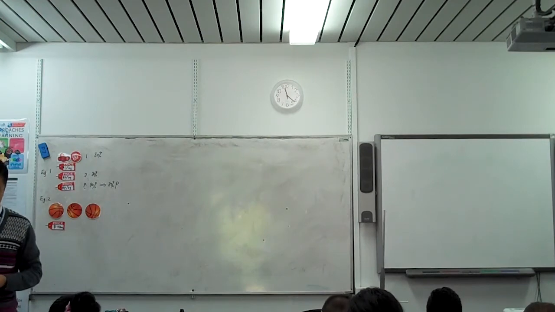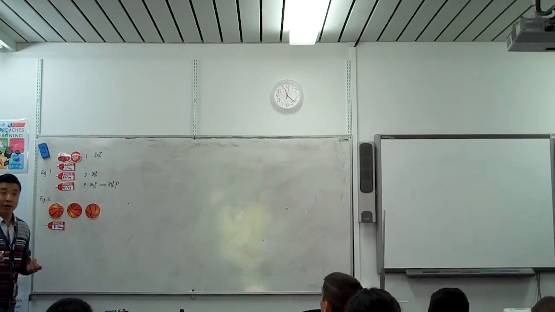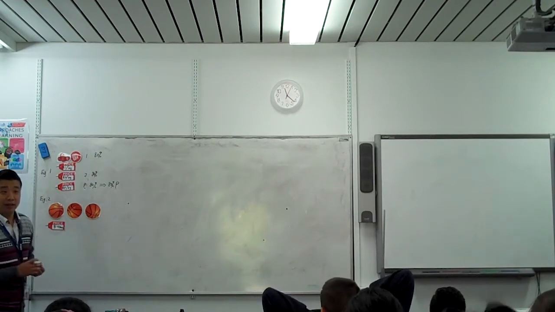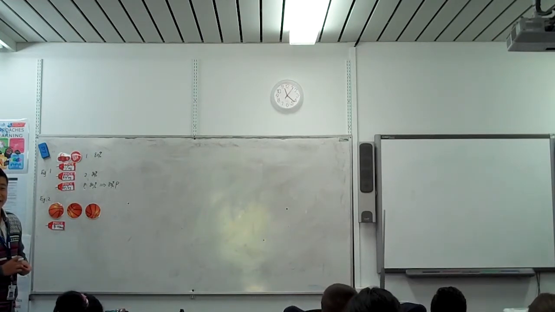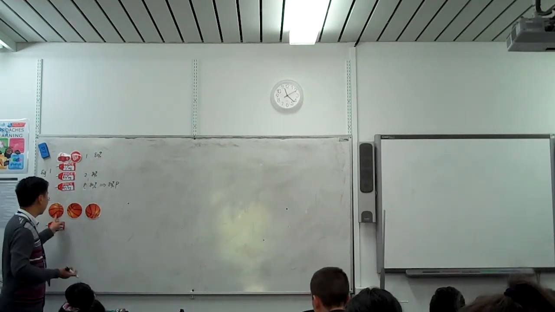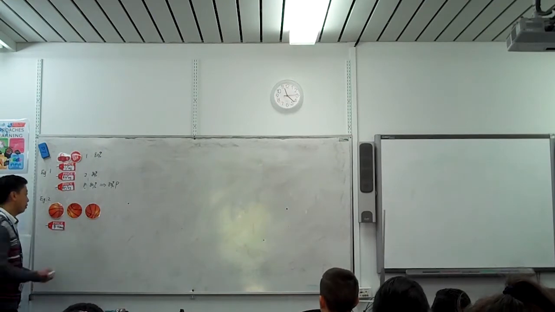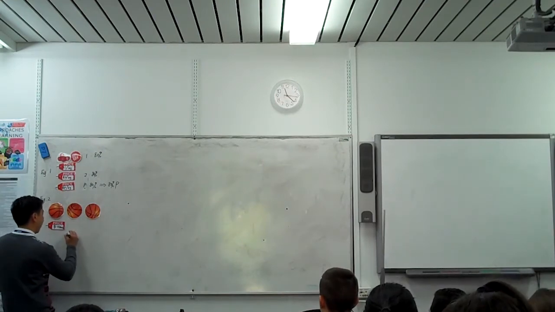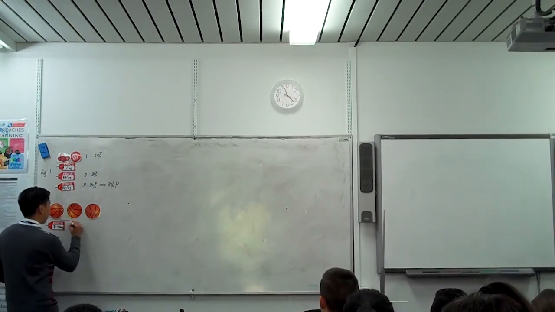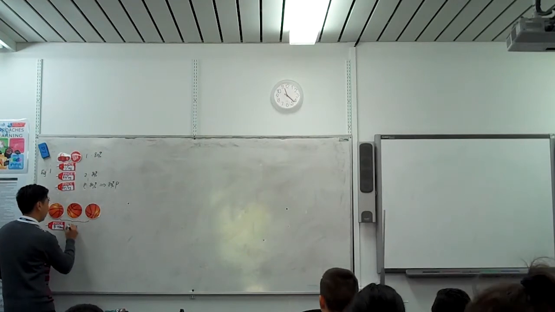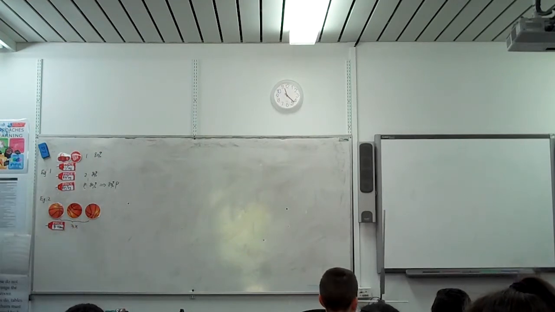What's your answer, please? 3x? No. Do you agree with her? Yeah. 3x. So this is x, this is x, this is x. You have 3x. Very good. Alright, so the price is 3x. I can write that here. Now for this 3, that is 3x. Good. Alright, any other questions?